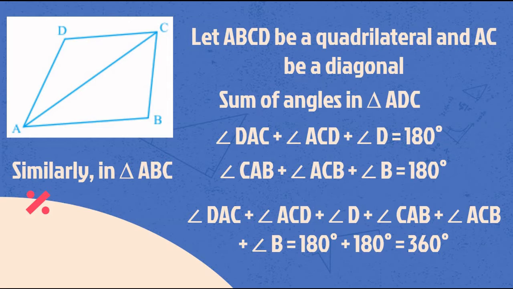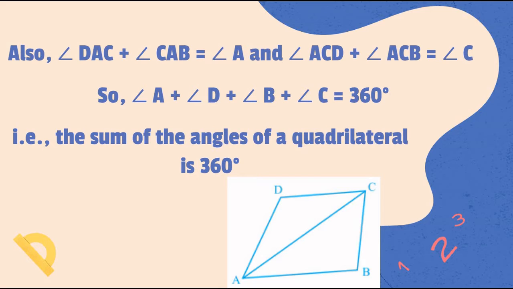You should be able to do this calculation if you have studied your first class pretty well. Hey, just kidding. Okay, so 180 degrees plus 180 degrees is 360 degrees. So now the sum of all the angles in the quadrilateral came out to be 360 degrees.